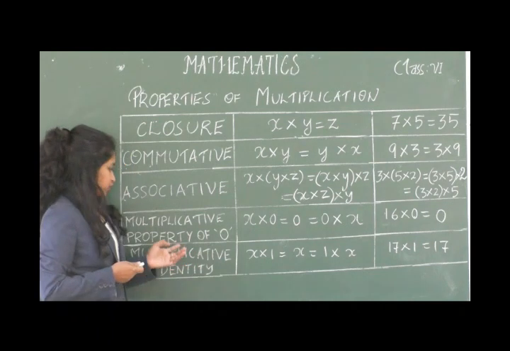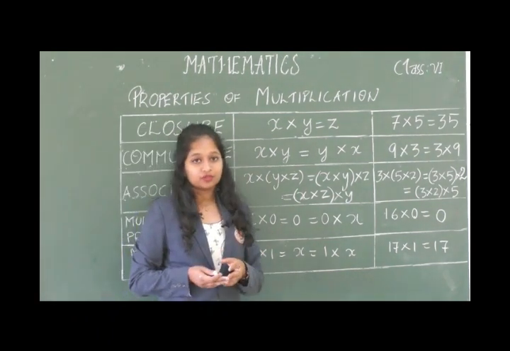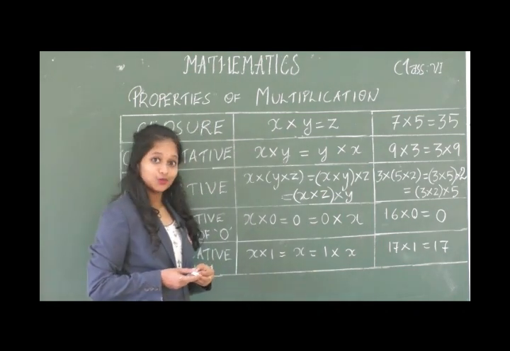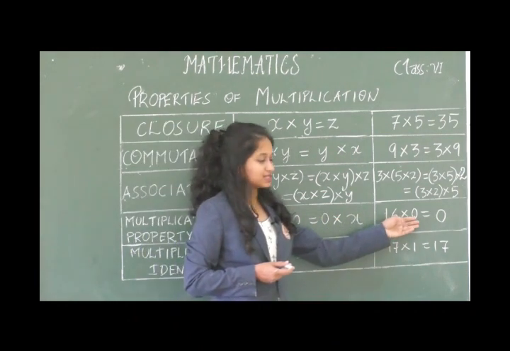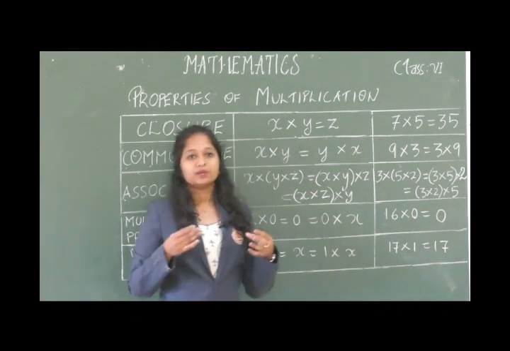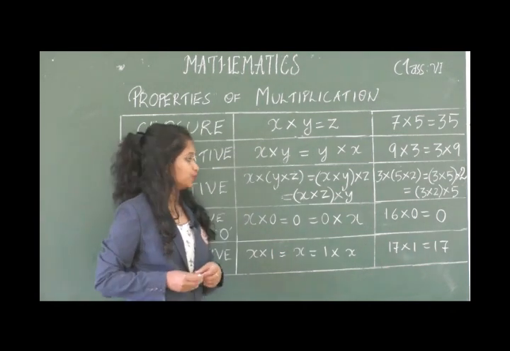In case of multiplicative property of 0, if you multiply a number with 0, you get the answer as 0. For example, 16 into 0 is 0. So any number you multiply with 0, you get the answer as 0.